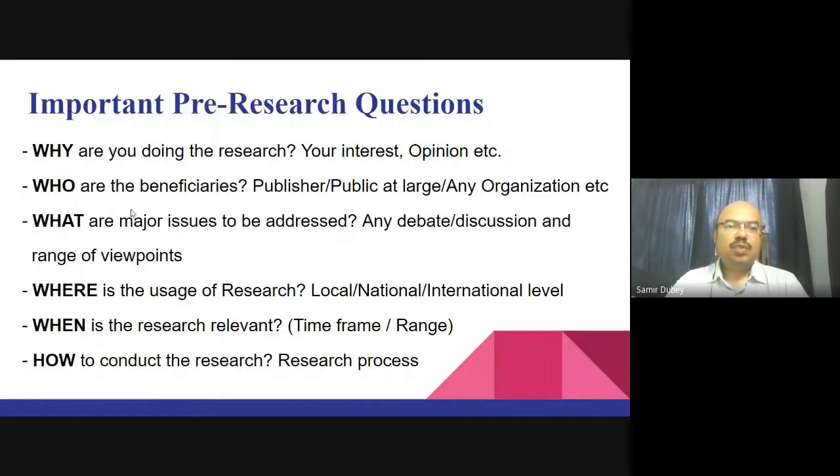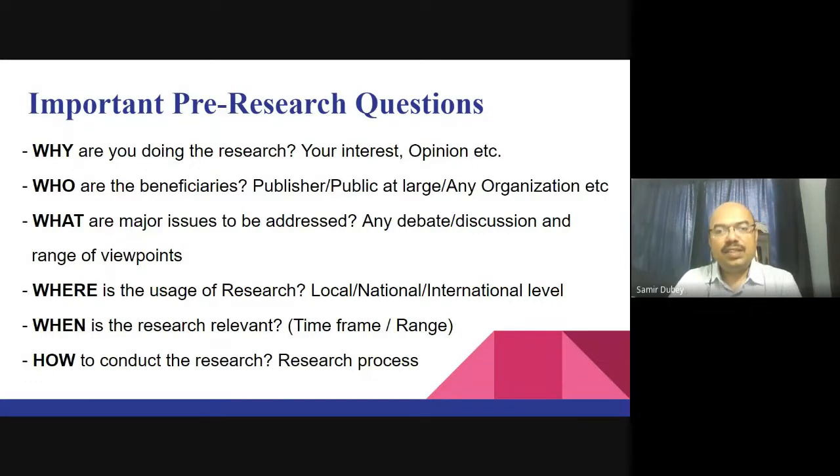Then the second question is who the beneficiaries are. If the publisher is the beneficiary, we have to be very focused on what exactly the publisher requires. If the public at large is the beneficiary, then in our research, right from the topic to the research methodology, the objectives and the results, everything has to be in the interest of the public only.